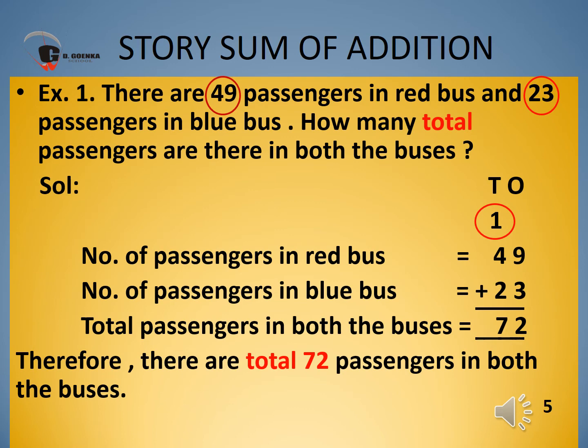So now we will add 4 plus 2, that is 6, and add 1 with 1 tens, which is our carry forward value. Now 4 plus 2 plus 1 is equal to 7. Therefore, there are total 72 passengers in both the buses. 72 is our answer, dear students, and we'll have to write it down in the form of a statement, which is, therefore, there are total 72 passengers in both the buses.